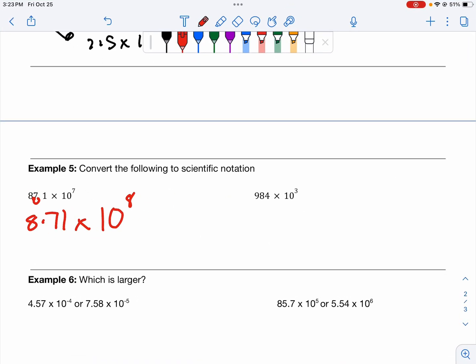All right, now at this time, similar problem. The decimal place started here. We have to move it once, twice. So this number is going to be 9.84 times 10. Now we made this number on the left smaller, 984 to 9.84. So then we have to make the other number bigger to accommodate for it. Again, go use your Desmos to check it out.